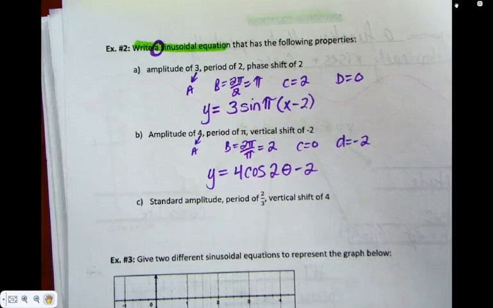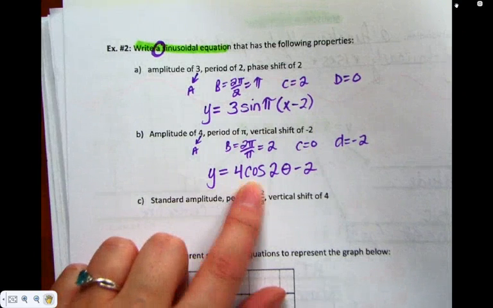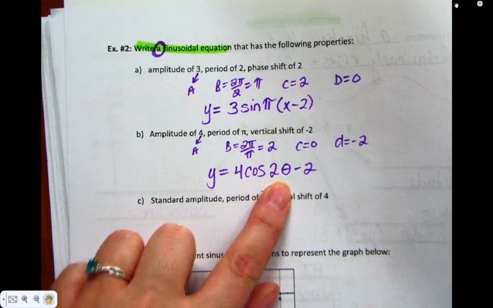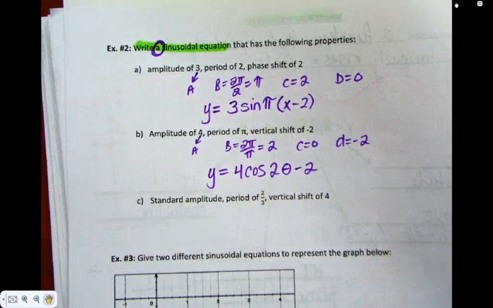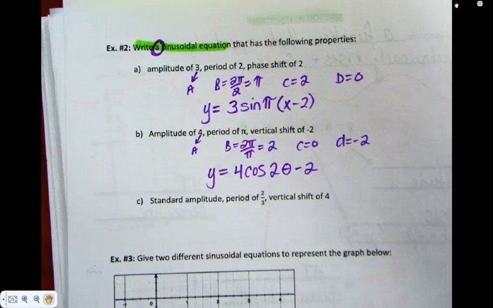That is a possible sinusoidal equation that has these characteristics. Again, you could have -4, you could have a sine, you could have an x, you could have an m, you could have a p, you could have a gamma, you could have whatever you want in there, and it's still a correct answer.